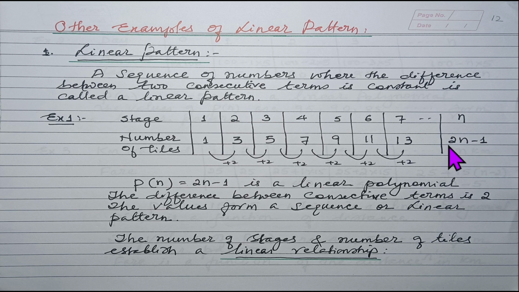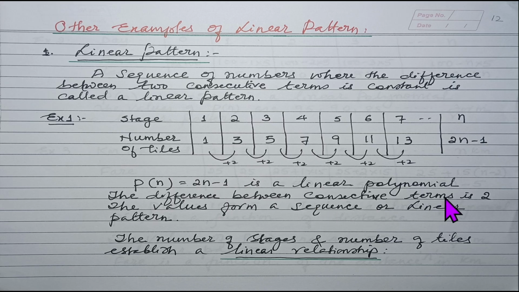If the stage is 1, then 2 into 1 is 2, minus 1 is 1. If the stage is 2, 2 into 2 is 4, minus 1 is 3, and if the stage is 3, 2 into 3 is 6, minus 1 is 5. Therefore for n stages, the number of tiles will be 2n minus 1. So it forms a linear polynomial, Pn is equal to 2n minus 1.